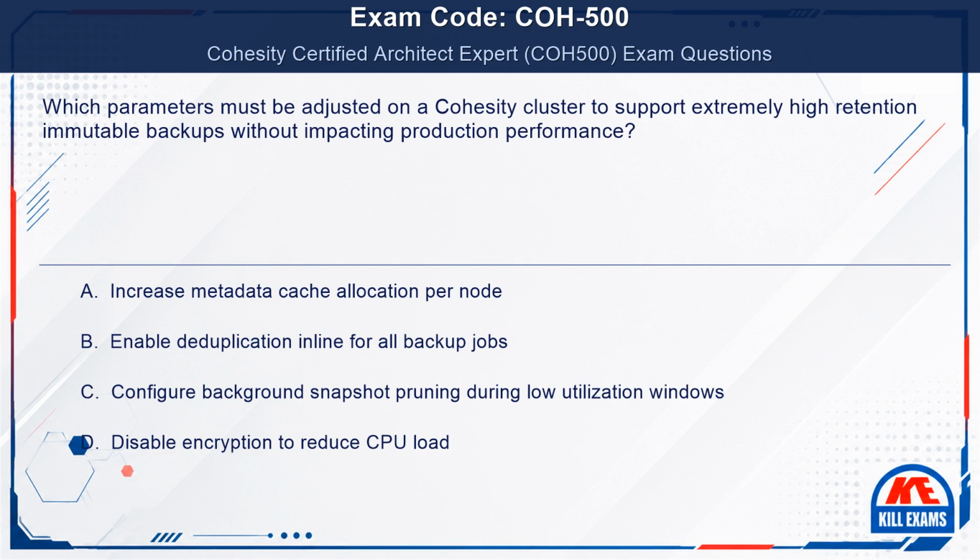Question 2. Which parameters must be adjusted on a Cohesity cluster to support extremely high retention immutable backups without impacting production performance? Option A: increase metadata cache allocation per node. Option B: enable deduplication inline for all backup jobs. Option C: configure background snapshot pruning during low utilization windows. Option D: disable encryption to reduce CPU load.